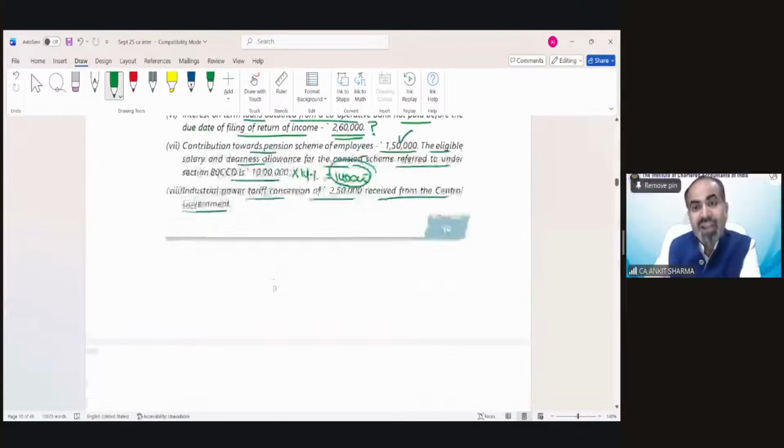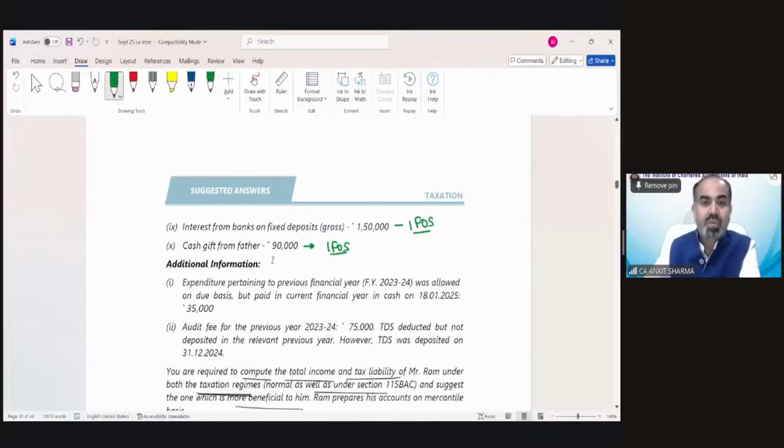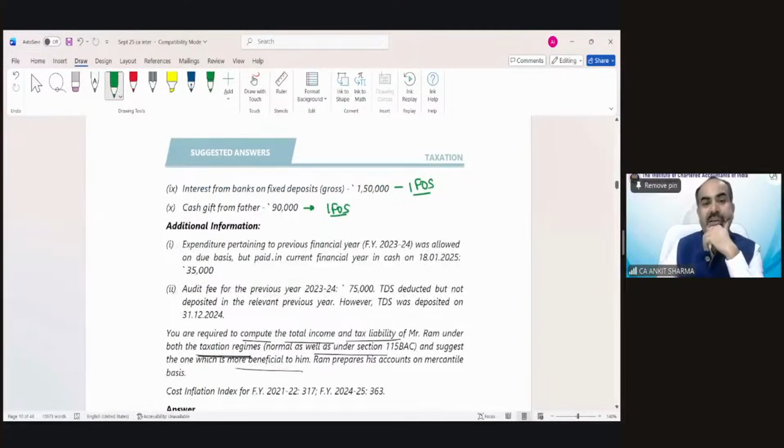Now we have some additional information. Expenditure pertaining to previous year, financial year 23-24, was allowed on due basis, but paid in the current financial year in cash on 18th January 2025. So can you tell me the treatment of this?